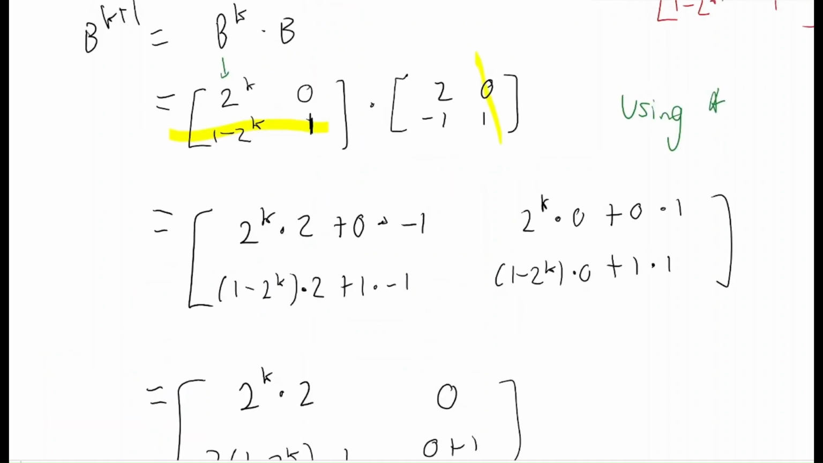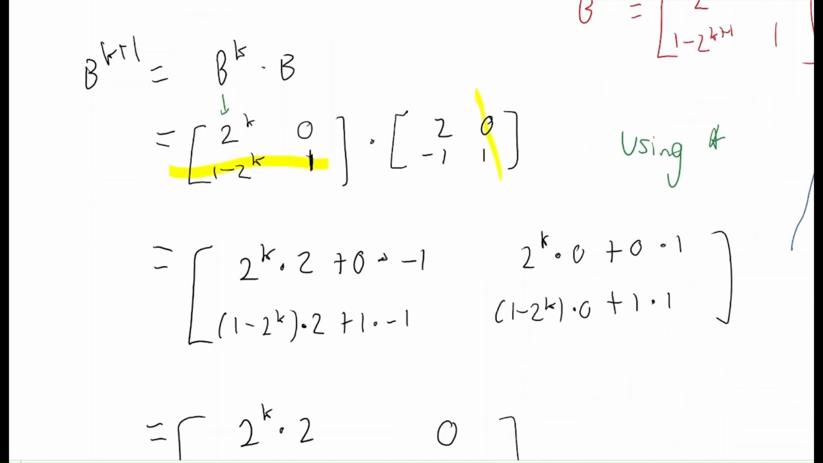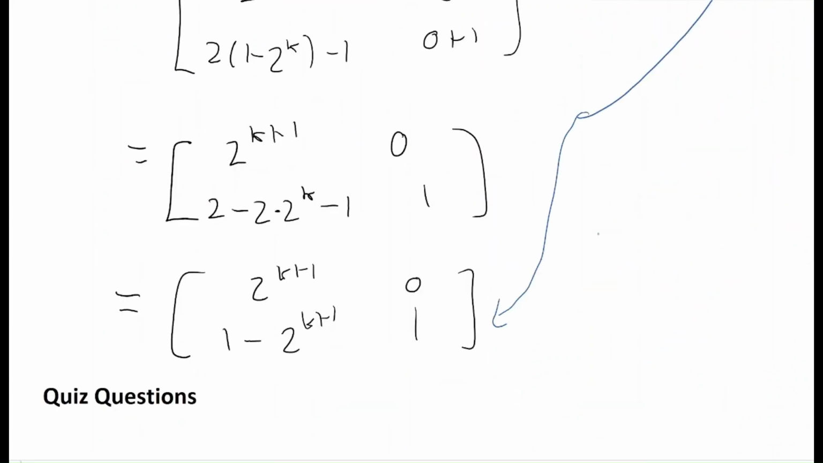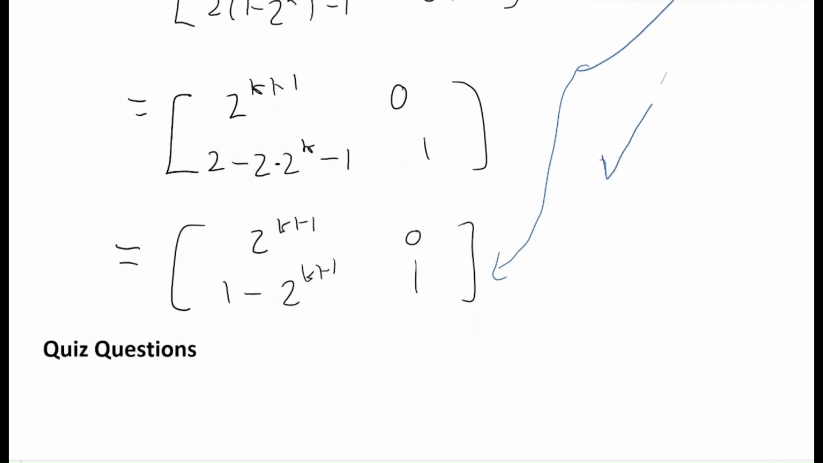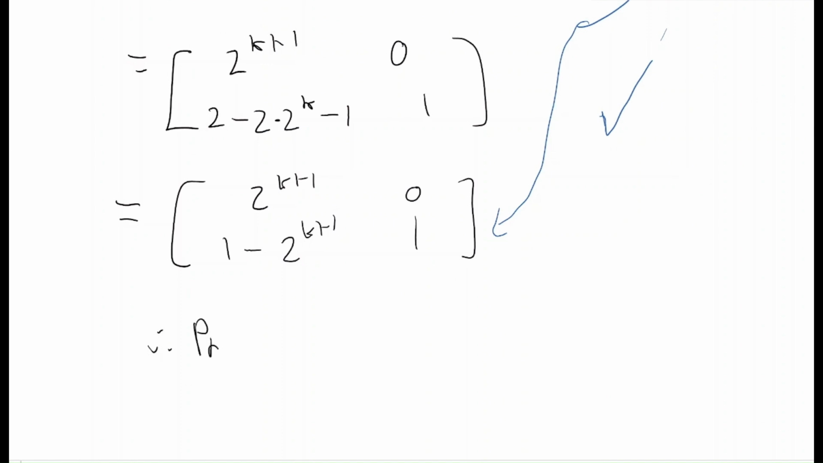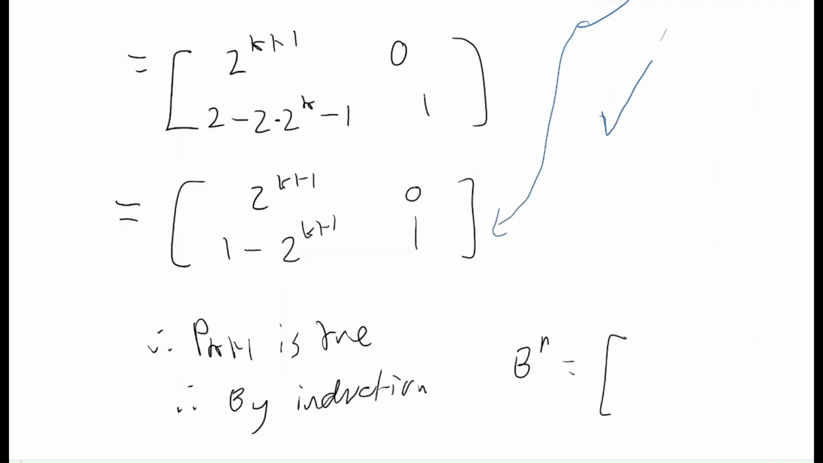So does this match what we wanted to show? Yes, it does. Therefore, P(k+1) is true. Therefore, by induction, we have B to the n equaling [2 to the n, 0; 1 take 2 to the n, 1]. Great, so we've done it.